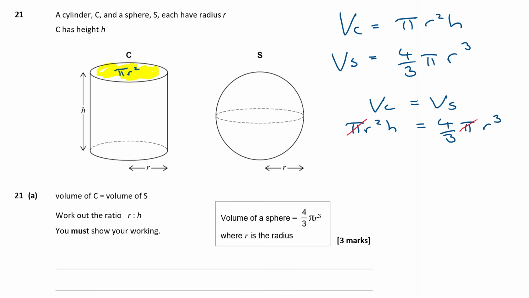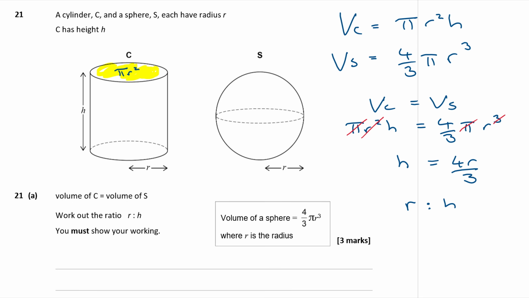And if I divide both sides by r squared, then r squared will disappear here. And because I've got r cubed on the other side, if I divide it by r squared, it's just going to leave me with r. Okay, so I'm going to end up with h equals 4r over 3. Is that what I want? Work out the ratio of r to h. Okay, so what is the ratio of r to h?